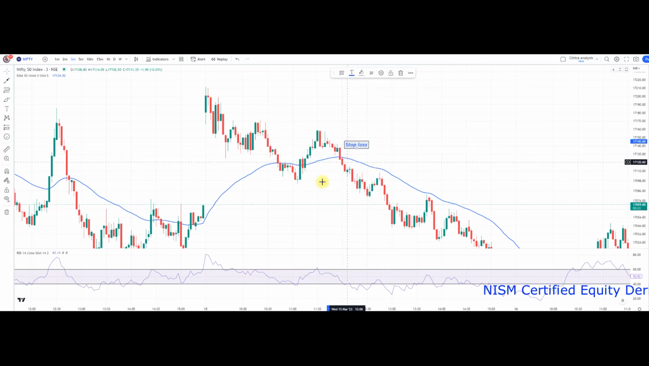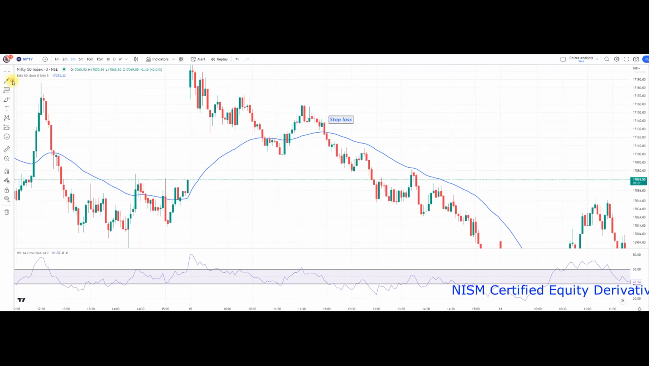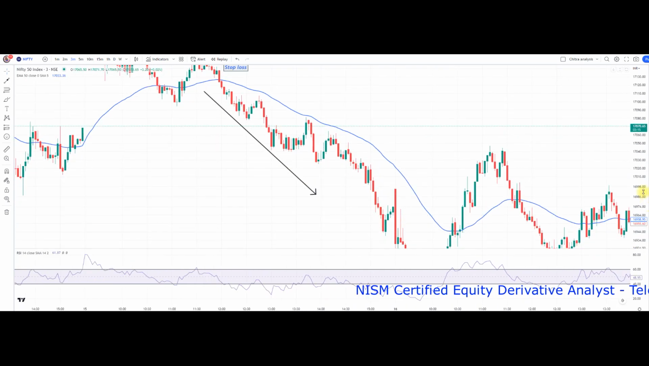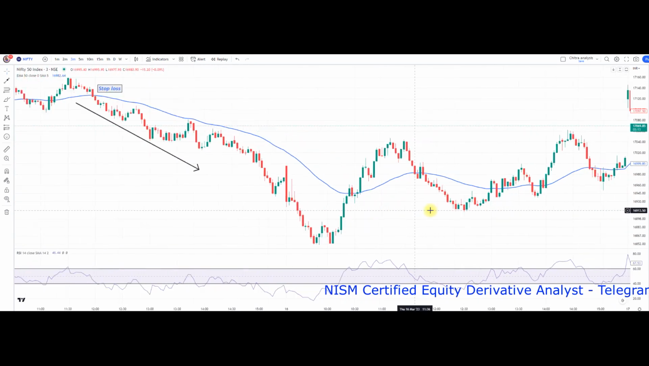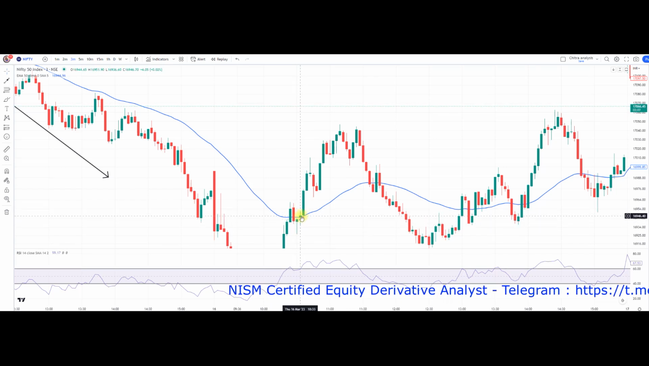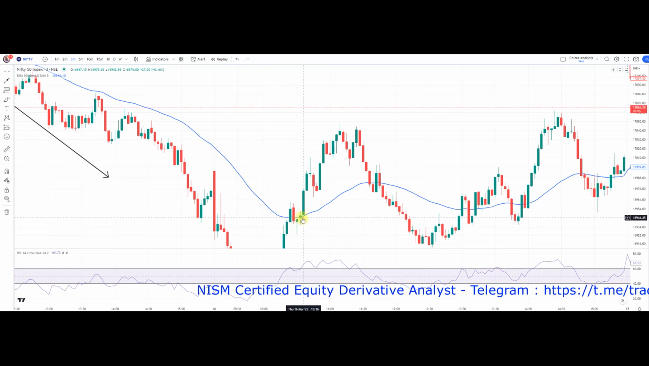So one can enter into the short trade below this. You can see Nifty was continuously moving downside. Okay, now I will tell you when to enter into the long trade. Here, the price is going above 50 EMA and we got a doji candle at the 50 EMA, and we got the pin bar, that is a hammer candle also.